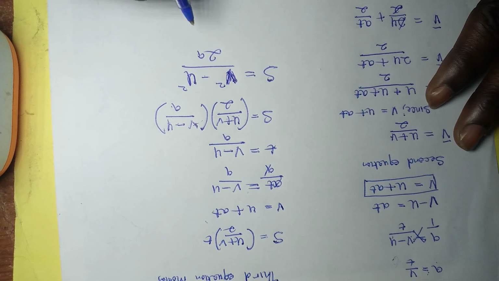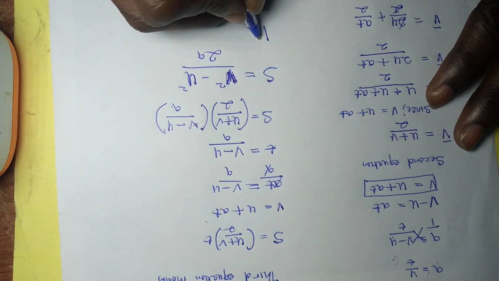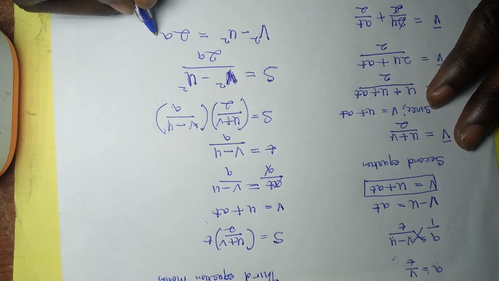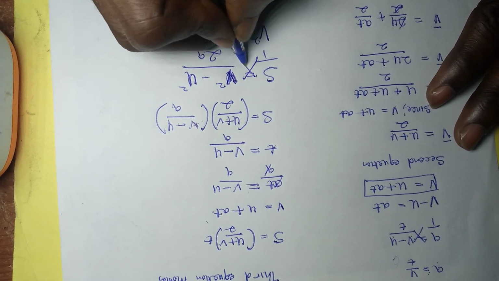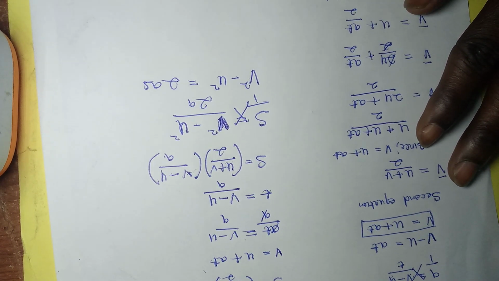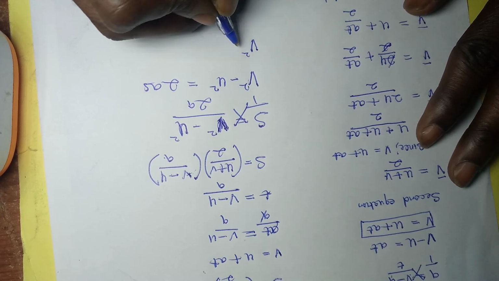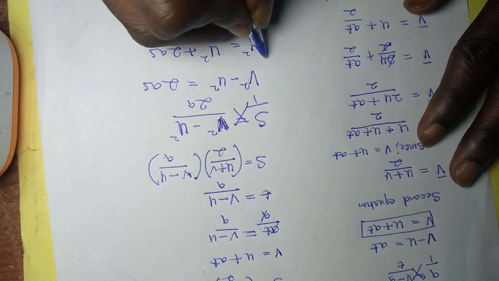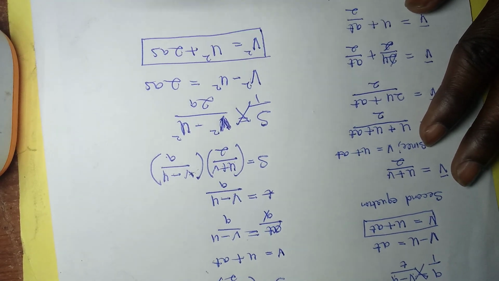So now we want to make the V square the subject of the formula. We have V square minus U square to be equal to 2AS, because we are going to cross multiply here. So after we have done that, we are going to make the V square the subject of the formula. We're going to have V square equal to U square plus 2AS. So this is the third equation of motion.